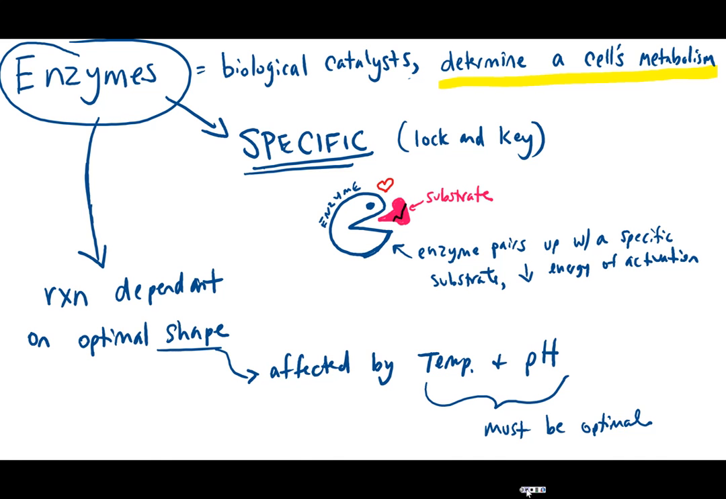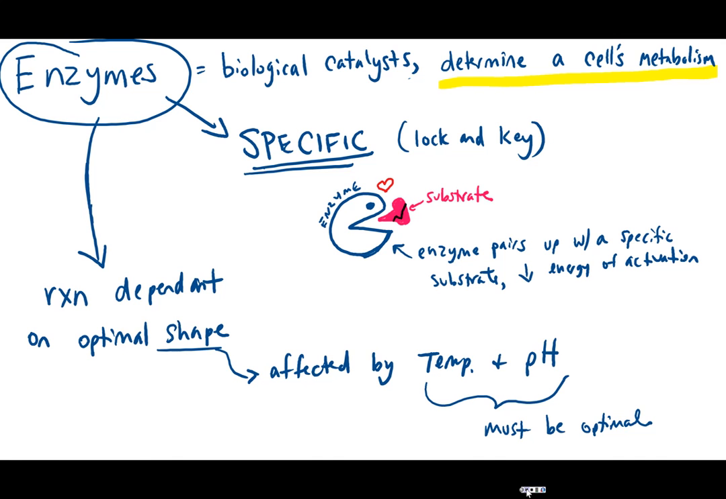So if in any way the shape is not correct, then either the reaction is slowed down a little bit or it doesn't happen. So it's affected by environmental conditions such as temperature and pH, and these have to be at the optimal condition. Now in humans, the optimal temperature would be what we think of as textbook body temperature, right? So 98.6 degrees Fahrenheit.